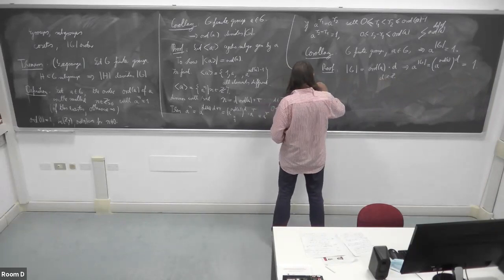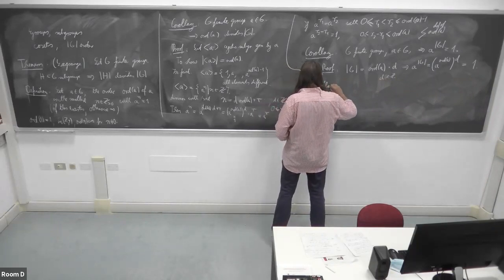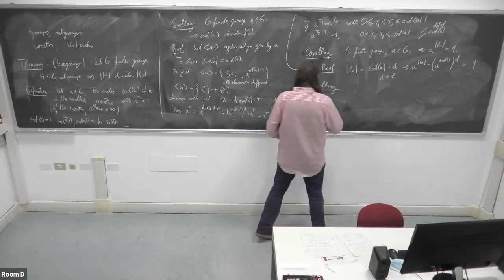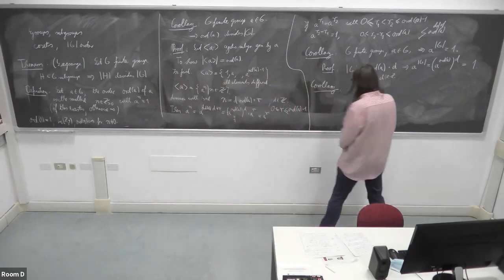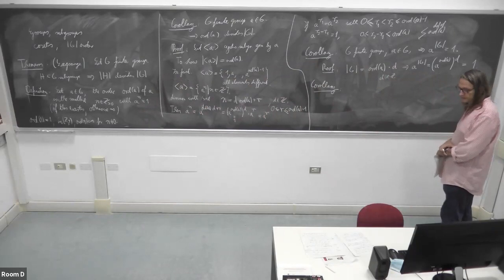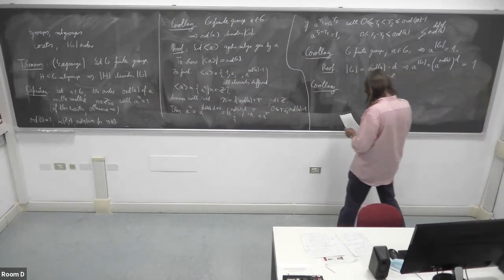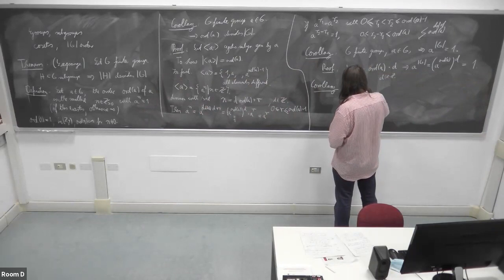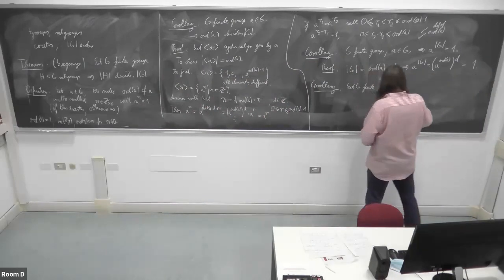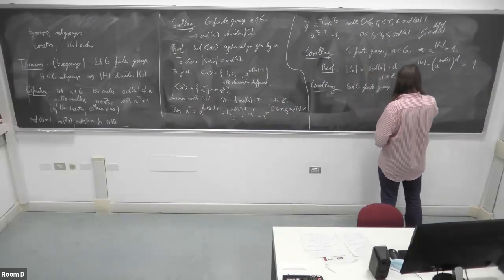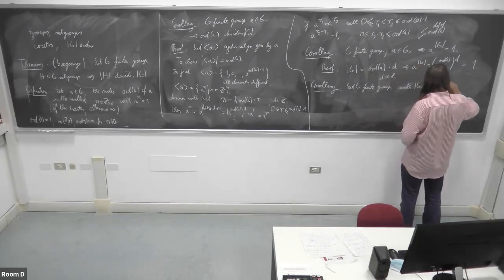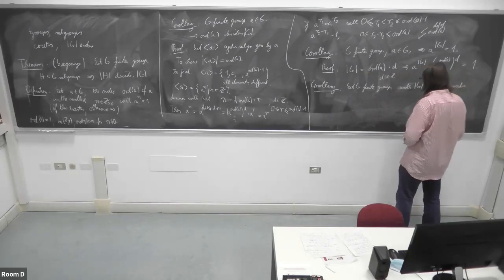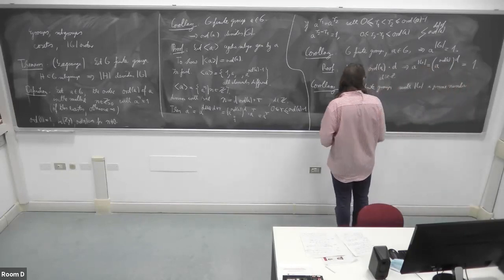Another final corollary is that if the order of the group is a prime number, then the group is cyclic, so it's generated by one element. So that is cool. With the order of G a prime number, then G is cyclic.